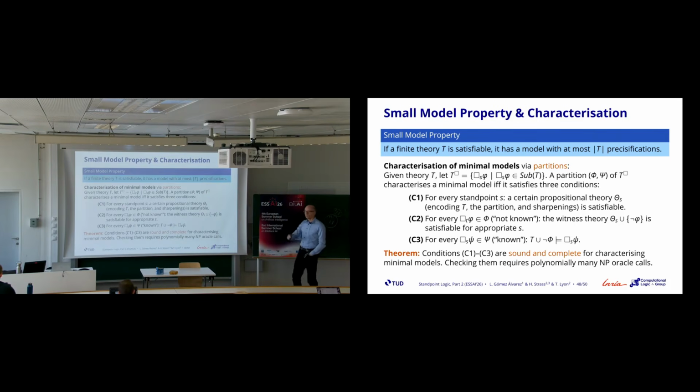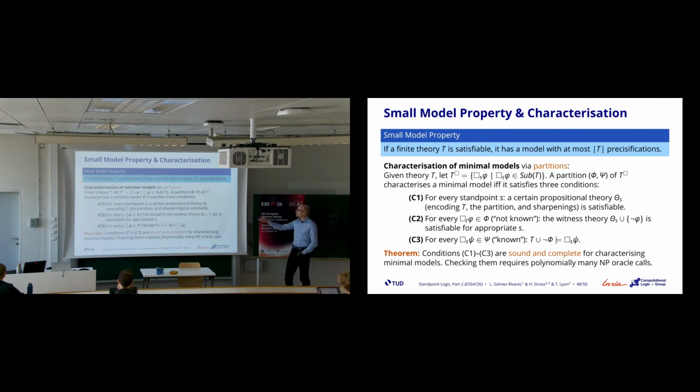And for these boxed subformulas, we create a partition. So basically, we put them into either of two classes. The first class says this is not known in the structure that we want to represent using this partition. The other class says this is known in our partition. And taken together, it can be shown that this defines a unique multimodal S5 structure. However, this structure is represented in a succinct way. And this is the important bit.